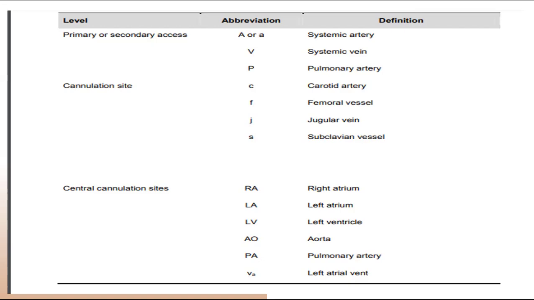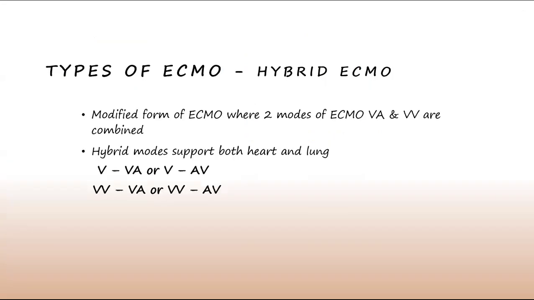So that's the importance of the nomenclature. By just seeing the nomenclature of the ECMO, you need to understand where the cannulation site is, whether it is central or peripheral, and what cannulation vessel you're going to use. Whether it's a femoral vessel, a carotid vessel or a jugular vessel, and what the configuration of ECMO is, is it VV or VA? That's the importance of the nomenclature here.